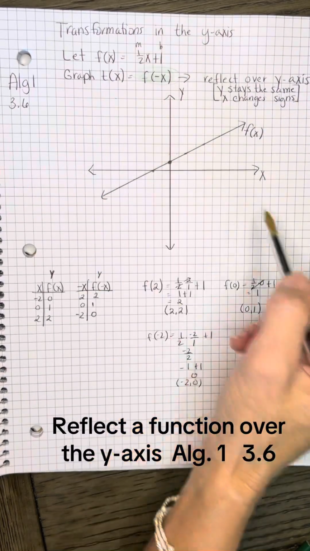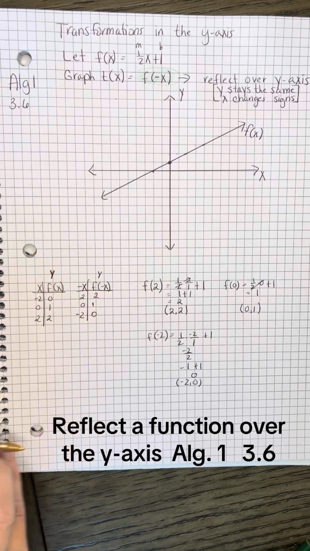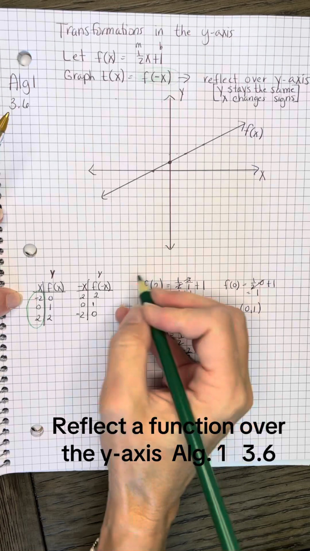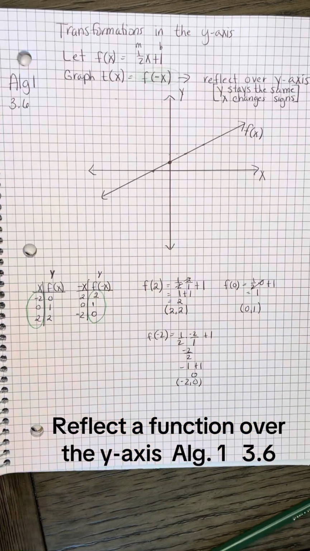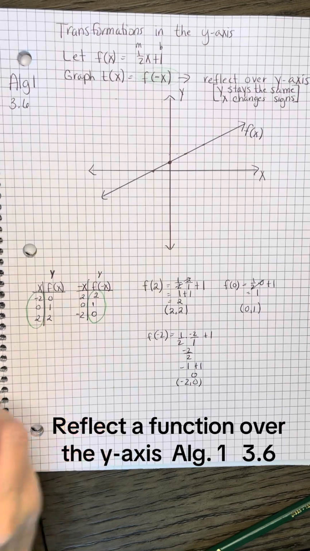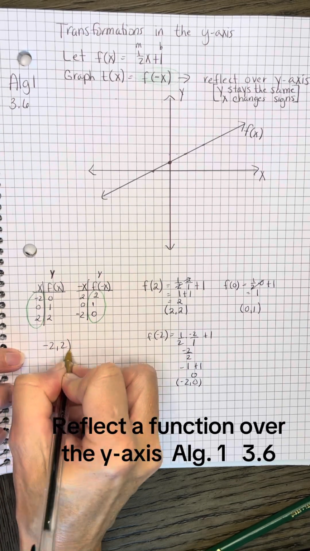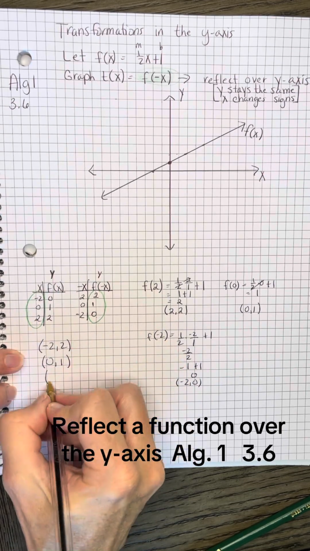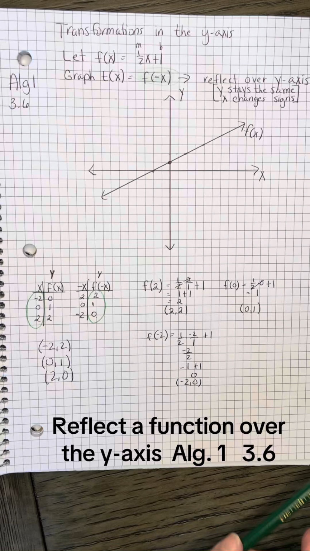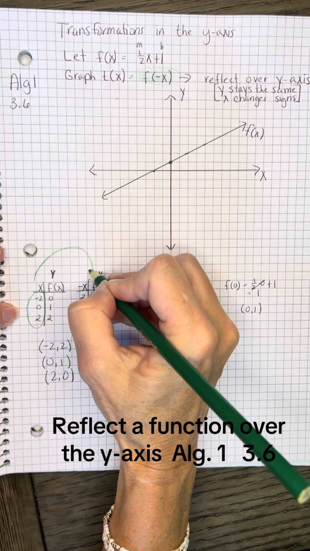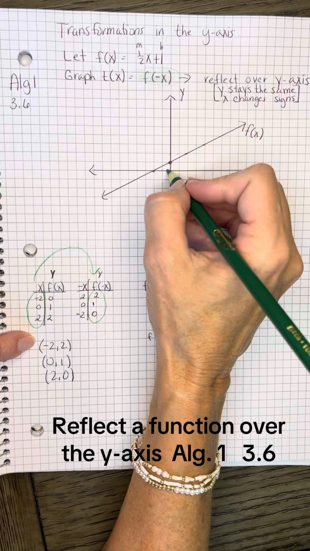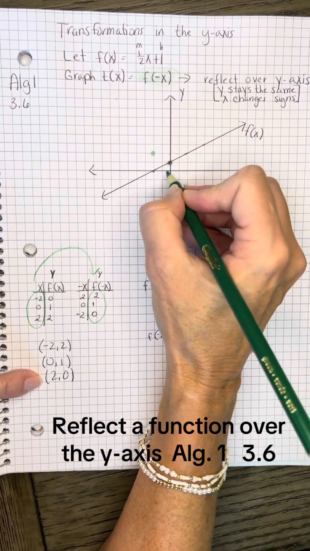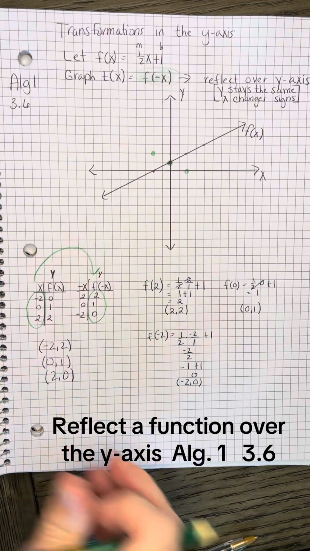Now, you're wondering what you need to graph for this last one. I want you to take these x's here and pair them with these y's. So we are graphing negative 2, 2. We're graphing 0, 1. And we're graphing 2, 0. So it was this one being paired up with that one. Negative 2, 2 would be here. 0, 1 here. And 2, 0 here.